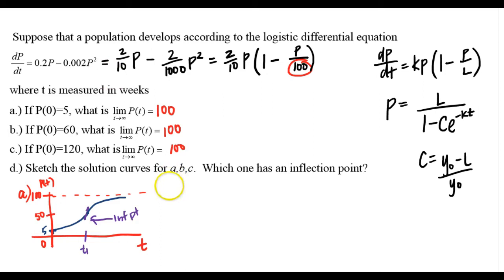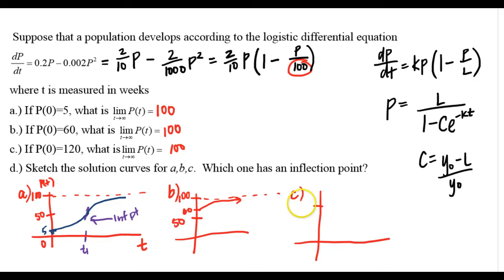Now if we were to do a sketch of B and C, B has my initial population occurring between L over 2 and L. So if this is 100 again, which still remains my horizontal asymptote, my carrying capacity, here is 50, L over 2. Now if I start out with a population of 60, my graph is just going to look like this, where I'm approaching this horizontal asymptote at 100, so no inflection point there. And then for part C, now I have this population that can't be sustained to begin with. I have this population that is 120, and I can only sustain 100, so that means my graph is going to have to be decreasing to approach what I can sustain, the carrying capacity of 100. So also no inflection point.